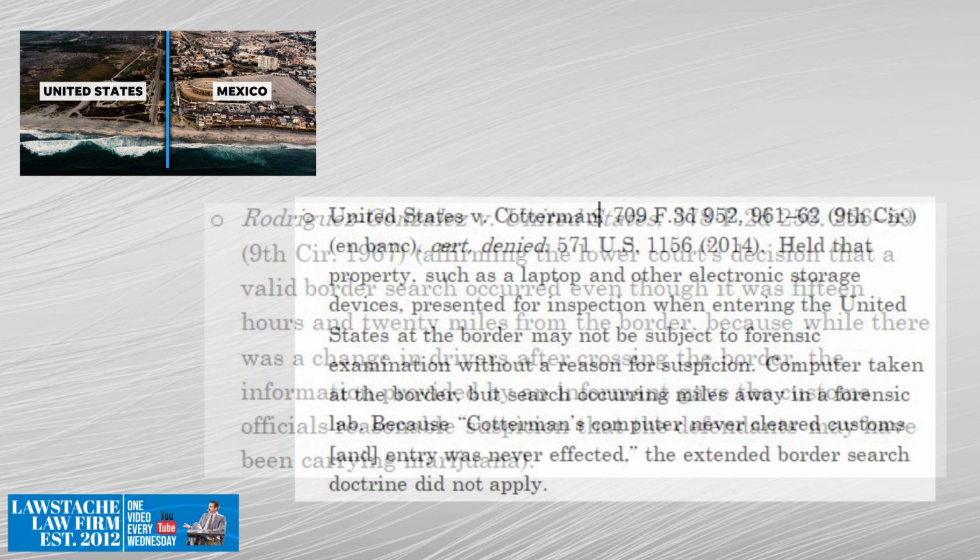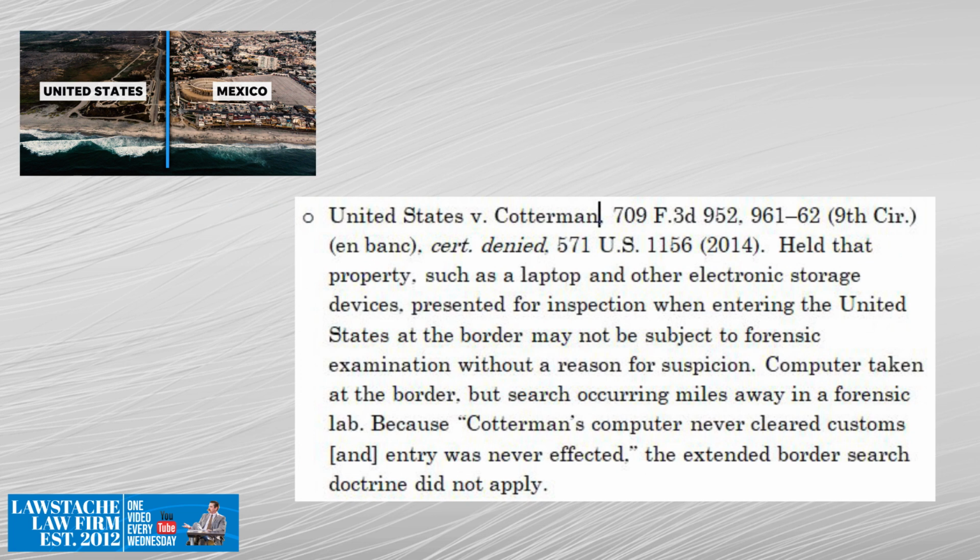And now let's look at this third case. This is important because it deals with searches that may be initiated at the border, but then the surveillance is really done outside of the border. I'm talking about United States versus Cotterman, a case from the Ninth Circuit which held that property such as a laptop and other electronic storage devices presented for inspection when entering the United States at the border may not be searched for forensic examination without a reasonable suspicion.